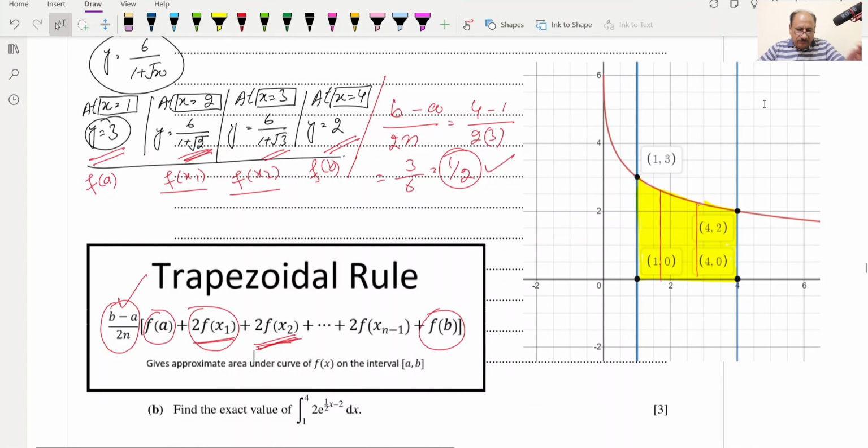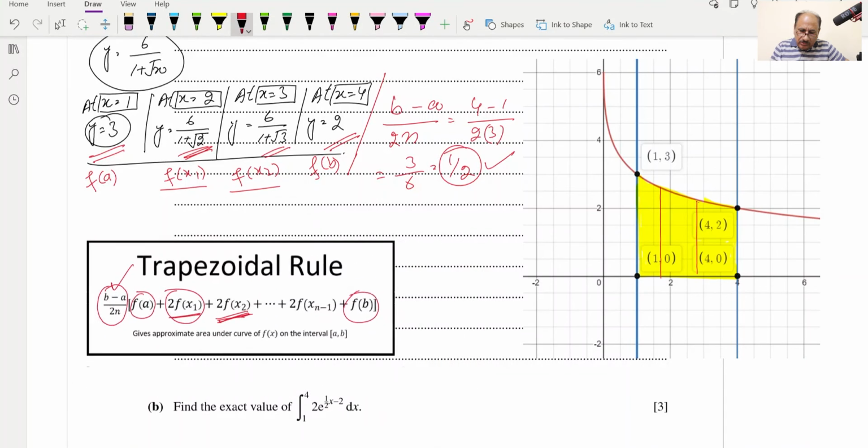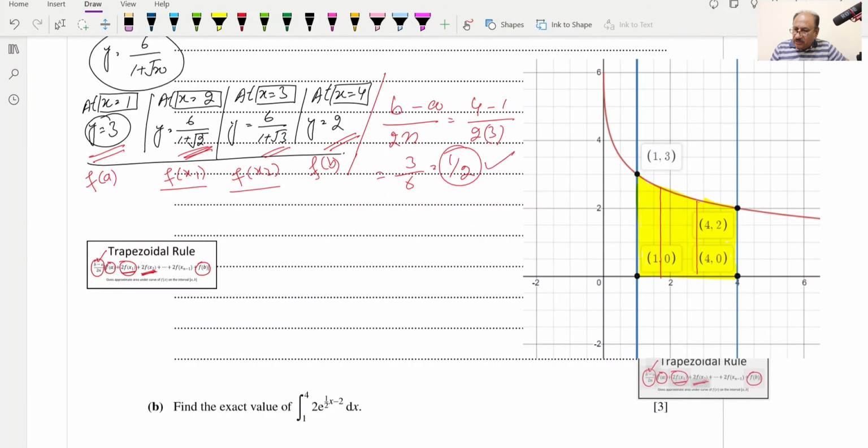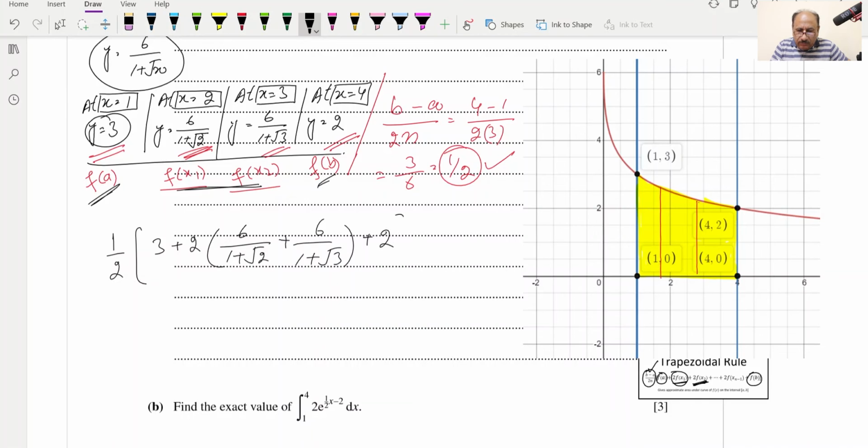Now I'm going to replace the values, and before replacing the values I will reduce this, and I will keep it aside so that it should not disturb us, and I will be replacing values. So it will be 1 by 2, and 3 plus 2, 3 is this one, and 2 is the common one, which will be multiplying this. We'll have to multiply these by 2, so I have written it outside. So it will be 6 over 1 plus root 2, and plus 6 over 1 plus root 3, bracket close, and plus this last f of b, so it will be 2 and bracket close. That's all. This is the trapezium rule which we have applied.